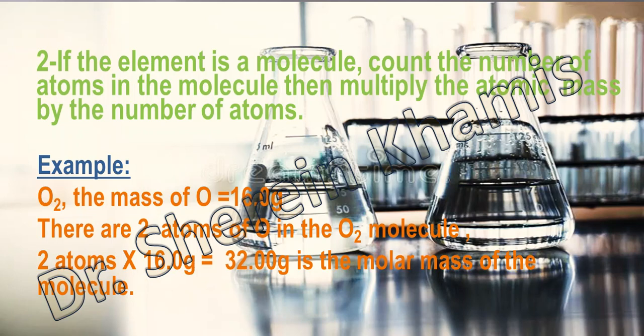We can measure the molar mass of a molecule of oxygen gas by taking the number of atoms times its atomic mass. The mass of the atom is 16, times the number of atoms inside the molecule, so it gives 32 gram at the end, and it is the molar mass of one molecule of oxygen gas.